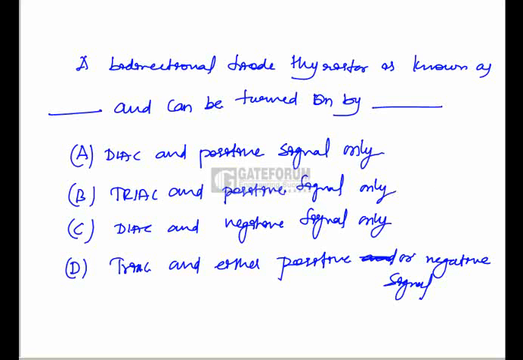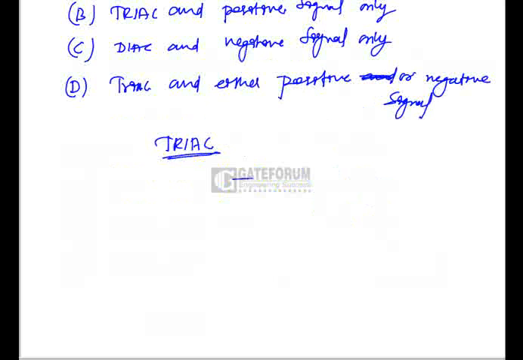Bidirectional triode thyristor is known as ___ and can be turned on by ___. Okay, a bidirectional triode thyristor is nothing but a triac. Okay, now what is the symbol for triac?